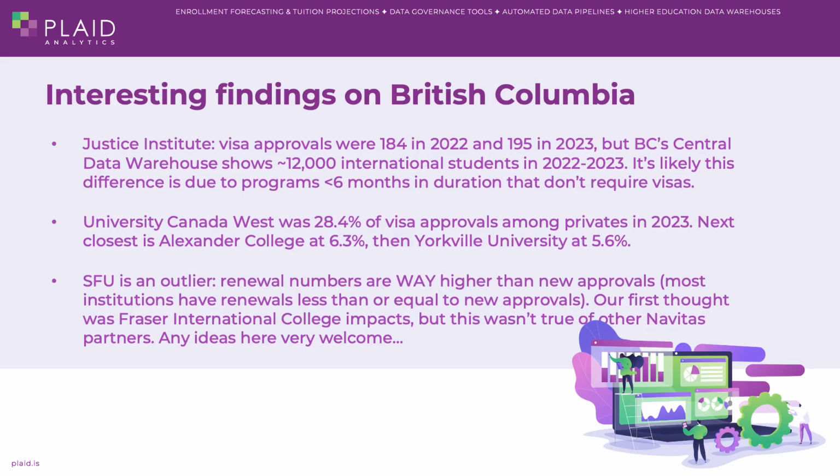Justice Institute, from a federal perspective, has almost no international students, but from a provincial perspective has almost 12,000. We posit that this is likely due to programs that are shorter than 6 months in duration that don't require visas. For those who don't know, Justice Institute is a specialized institution serving groups like police, firefighters, paramedics, etc. University of Canada West was a huge proportion of the visa approvals among the private institutions, and so they stand out in almost any analysis that you do.